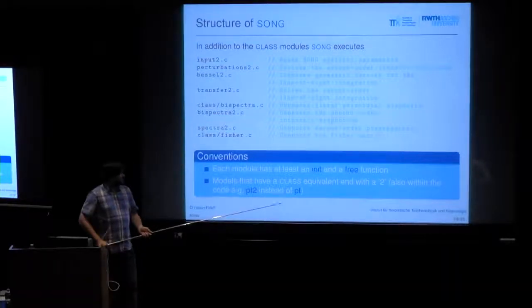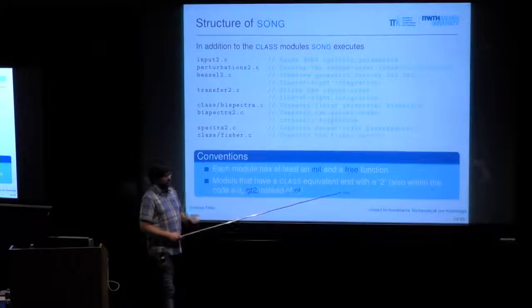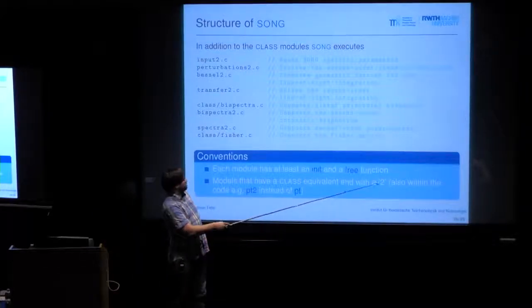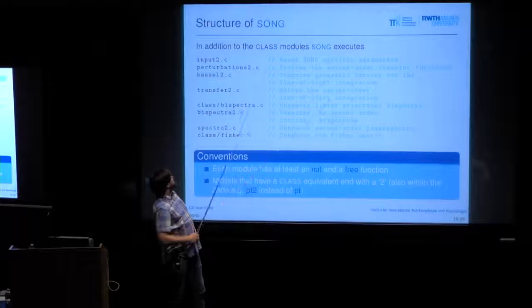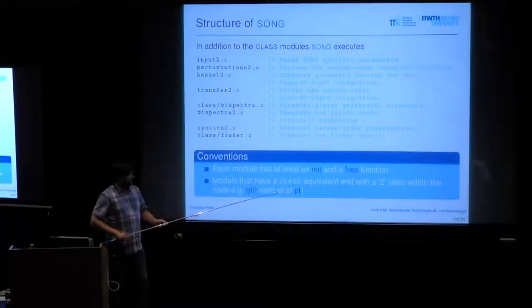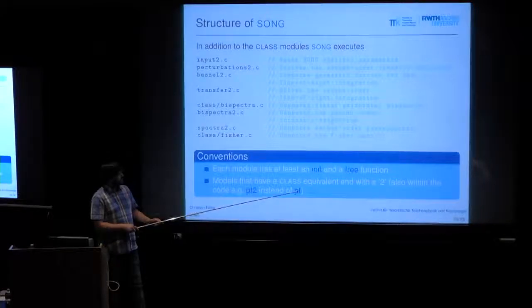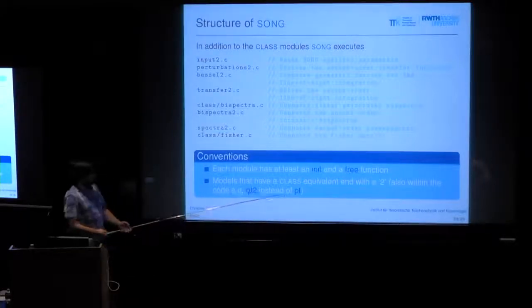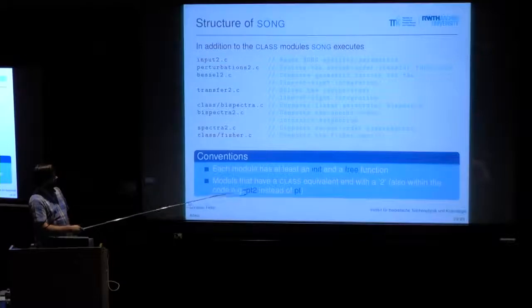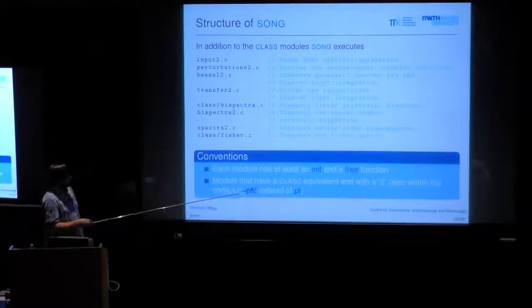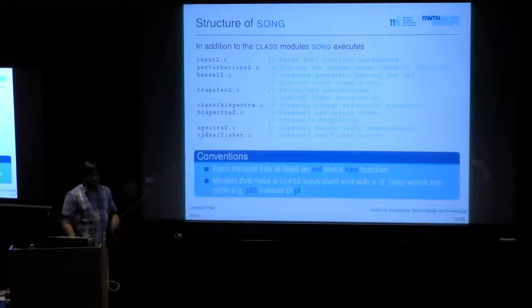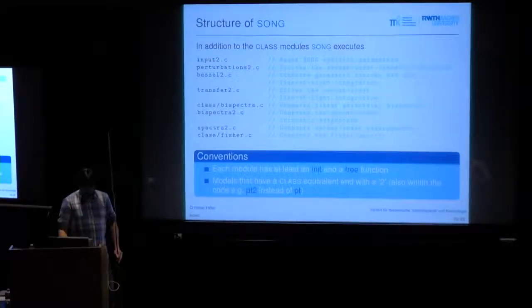Then the naming convention is that whenever we talk about something that is second order, we just add a 2 to the name. So you see here, for example, perturbations2.c is the module, and internally in class, the perturbations module is called with PT. And then when you look through the song code and you see something that is called PT2, you know this is the perturbations 2 module. So this is very simple. As soon as you see something with a 2, you can think, okay, in class it is this, so this is the second-order version of that module.